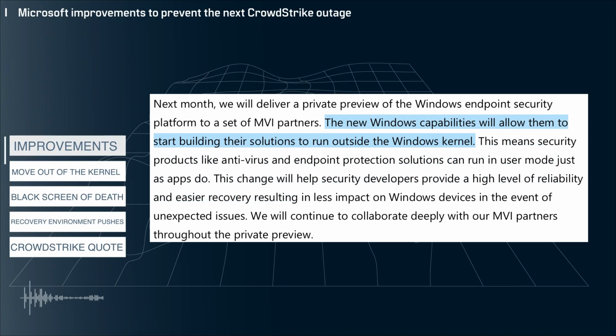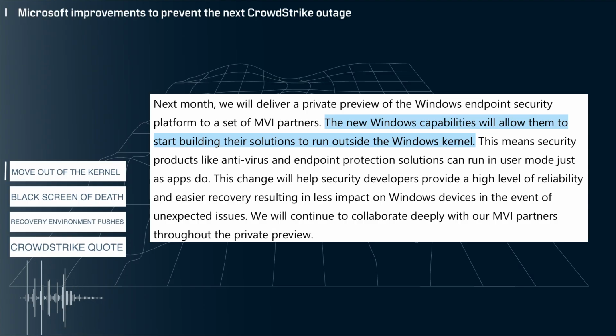Second, Microsoft is creating a new API for antivirus software to use that sits outside the kernel. Again, the CrowdStrike incident was so bad because the faulty software ran inside the kernel. I'm not sure how they got around that 2009 agreement with the EU, but this is also a good change.